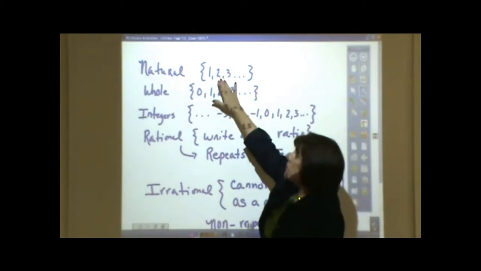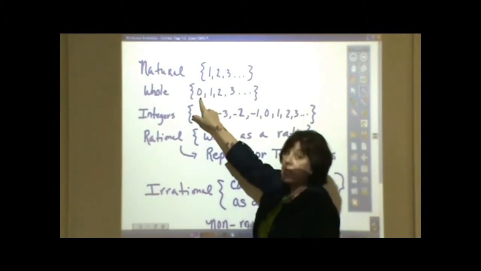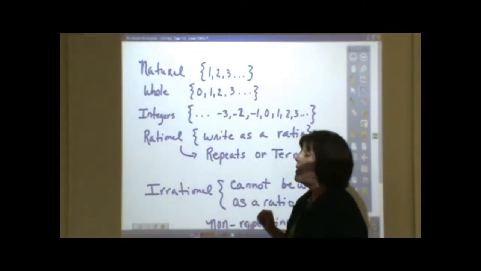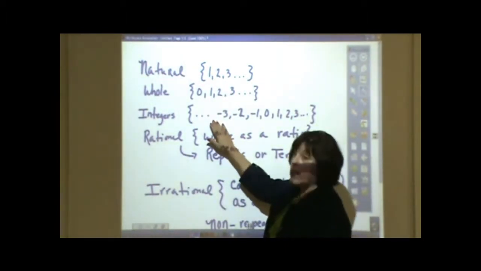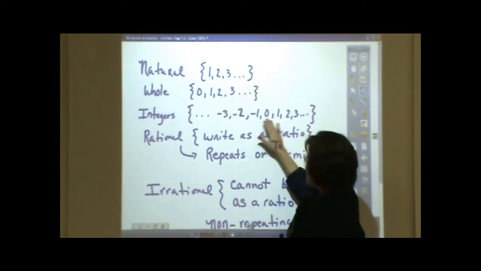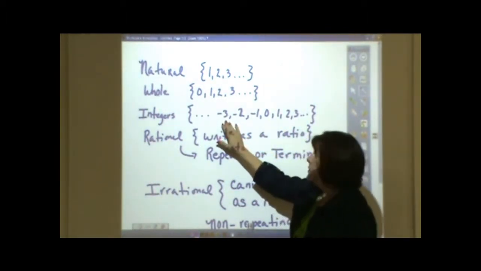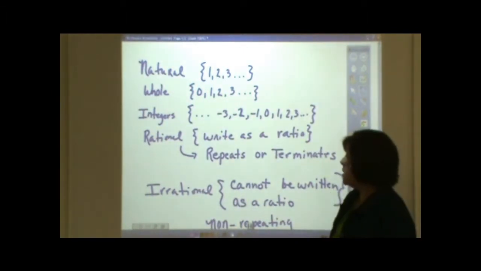The only difference between your natural numbers and your whole numbers is that your whole numbers include the number 0. Since you could not count with 0, that was not included in the first number set that you learned. Then you were introduced to integers. Now, the integers, as you see, are whole numbers, and the negatives are their additive inverses in opposite directions. Integers have no fractions or no decimals.